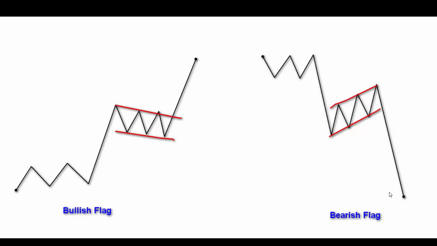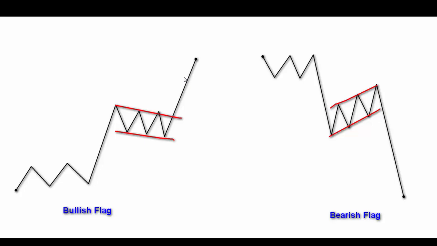The flag pattern. This pattern is known as a continuation pattern and not a reversal pattern. It forms after a bullish or a bearish trend, as seen on the picture here. We have a bullish trend formed here, and a bearish trend formed here. This pattern happens because the market wants to take a breath and consolidate within this flag pattern, and then continue to go in the same direction that preceded the flag formation.